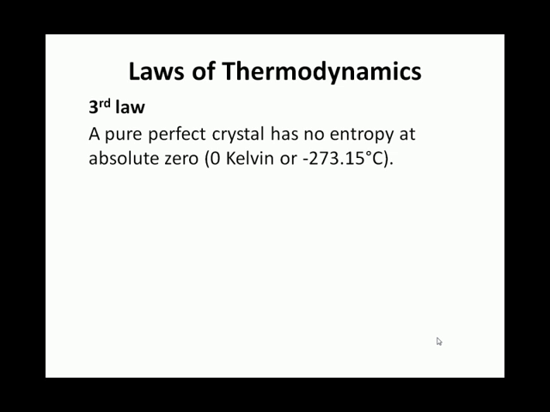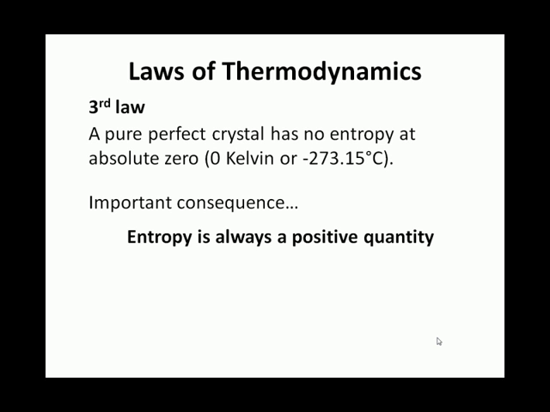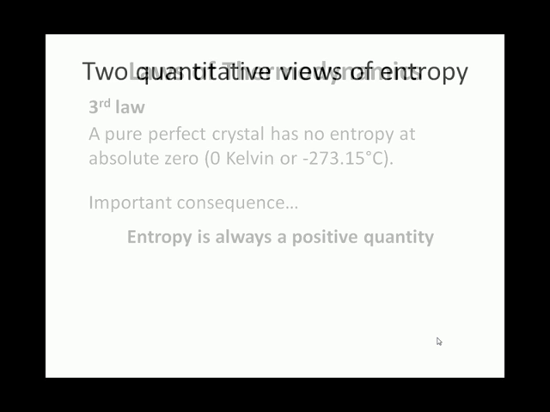The third law states that a perfect crystal has no entropy at absolute zero. This law is simply a definition, but it makes sense intuitively. At absolute zero, there is absolutely no thermal energy. No movement is possible. So, there can be no randomness because everything is frozen still. A result of the third law is that entropy is always positive.